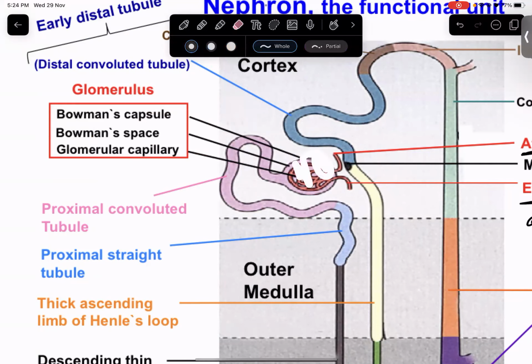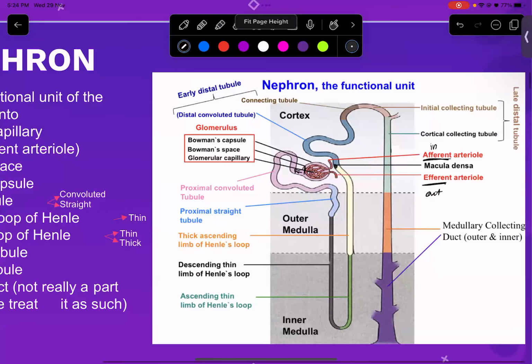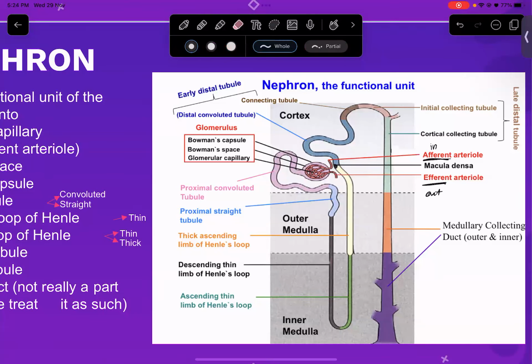Now this is where we have the filtration barrier, okay? So after this point, this is the exact filtration barrier. And now we start with the tubules themselves. From the word tubule, it's like they're all tubes, okay? So the first tube we start with is the proximal tubule, because proximal is close to the glomerular capillary, okay?